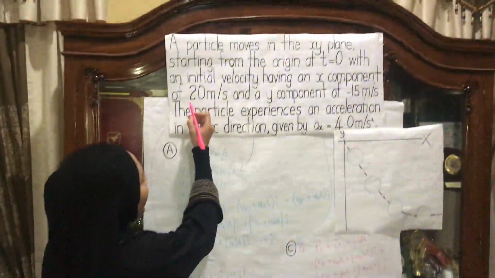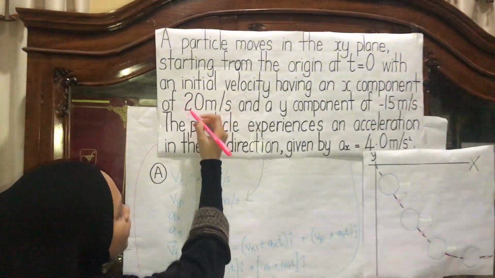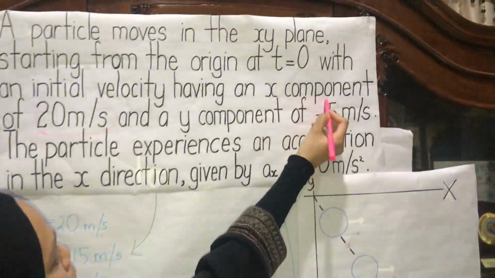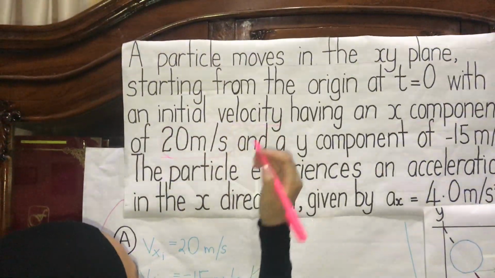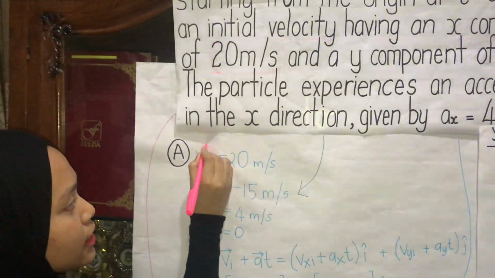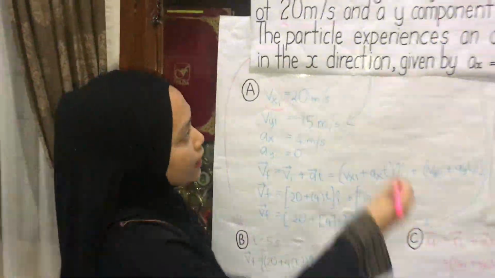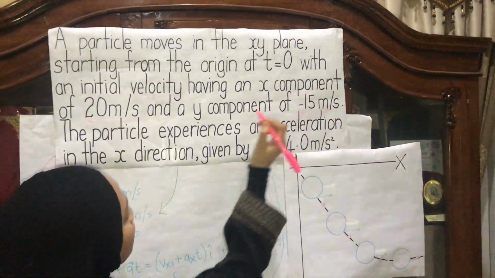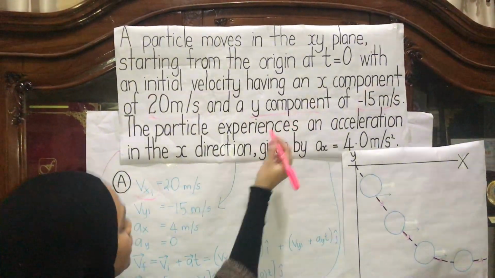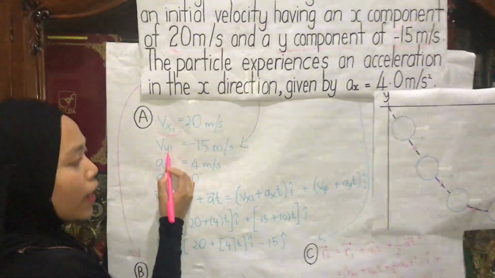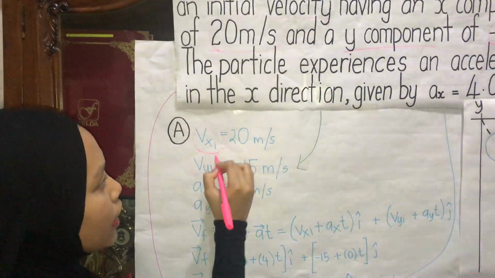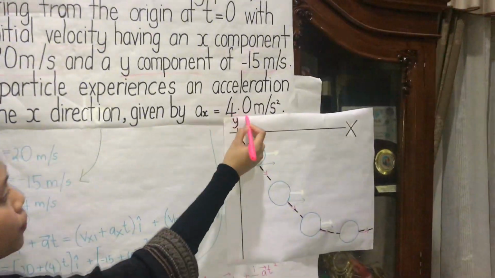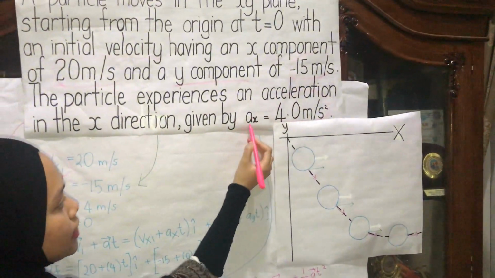Firstly, we have 20 meter per second, which is the x component of the initial velocity, Vx initial. Secondly, we have negative 15 meter per second, the y component. So this is Vy initial. Next, we have 4 meter per second squared. This is Ax.